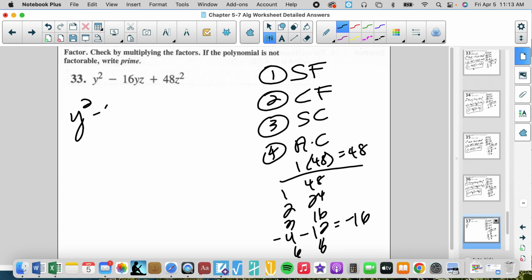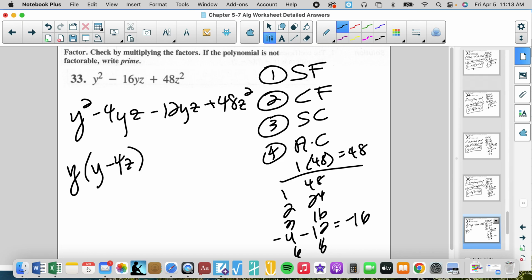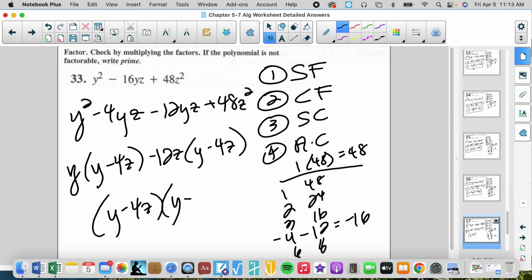Y squared minus 4yz minus 12yz plus 48z squared. We're going to factor out a y, you get y minus 4z. Factor out a negative 12z, you get y minus 4z. Y minus 4z times y minus 12z.